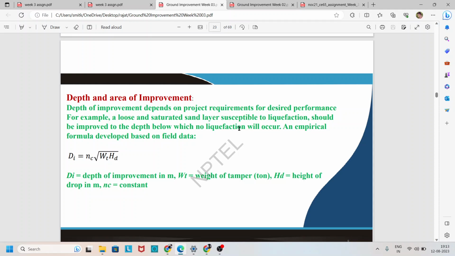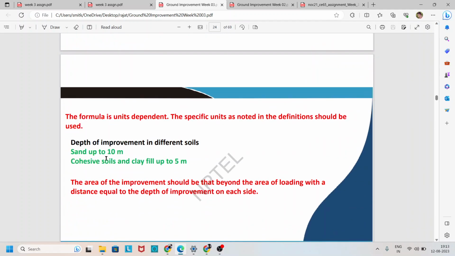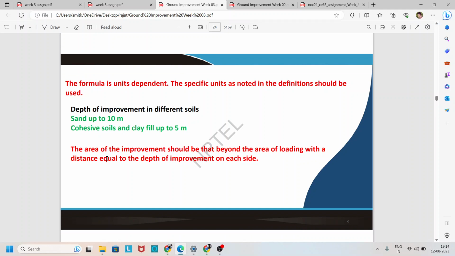It is one of the empirical formulas. So keep in mind that the weight should be in ton and the height should be in meter. The units should be consistent while using this formula. By this deep dynamic densification technique, we densify or improve the soil up to 10 meter, and in case of cohesive soil up to 5 meter.